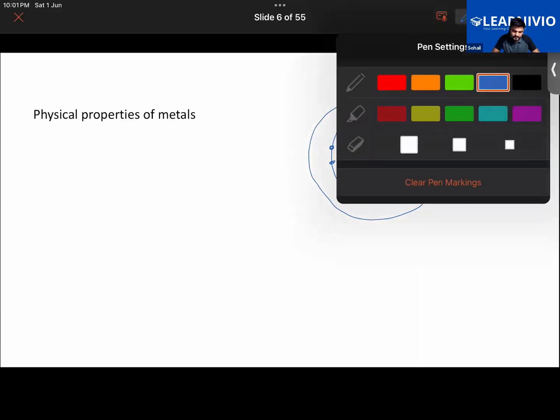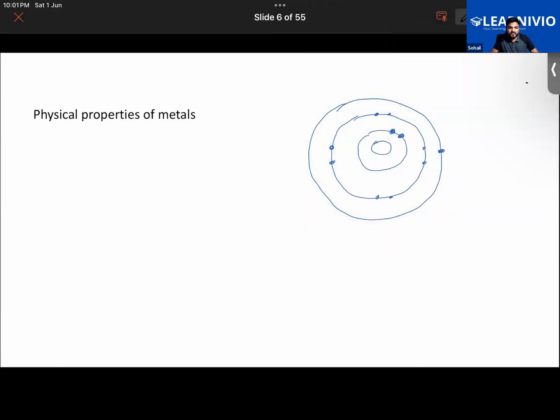Okay. Say this is the atom of sodium. Now sodium has how many electrons? 1, 2, 3, 4, 5, 6, 7, 8, 9, 10, and 11. So it has 11 electrons. But there's a rule which says that this is the first orbit of this atom. This is the second orbit.